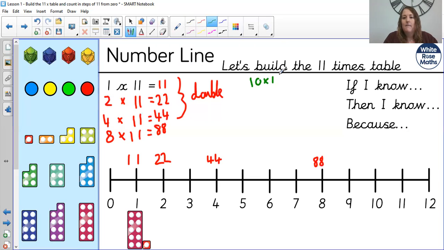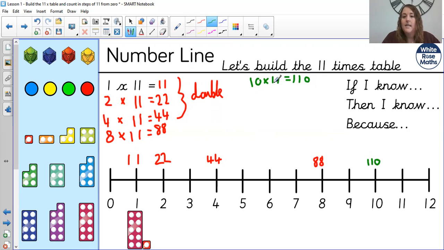10 times 11. And I know that when I multiply by 10, I move everything one place value and then add my place saver 0. So 10 times 11, I know is, hopefully you're going to be saying it with me, 110. So on my 10 times 11, I can write 110.